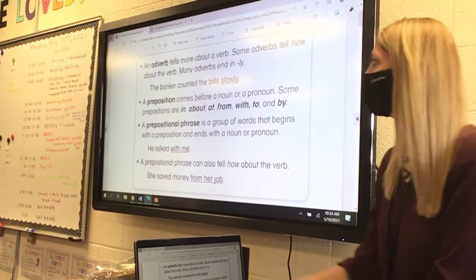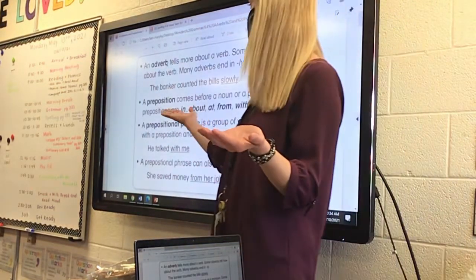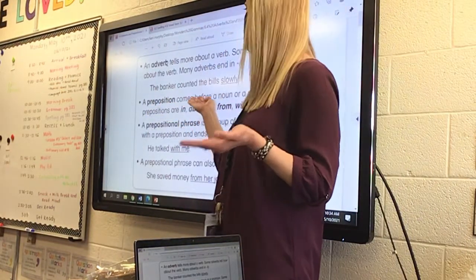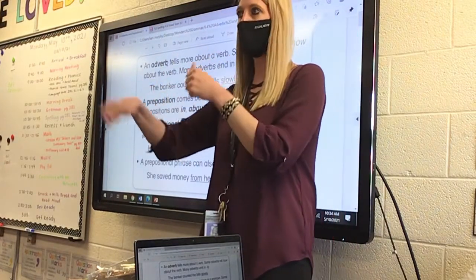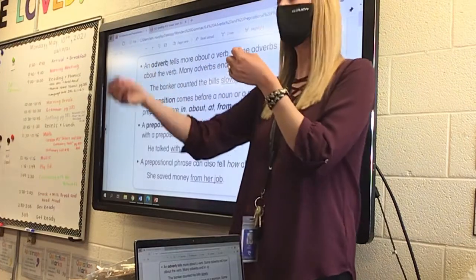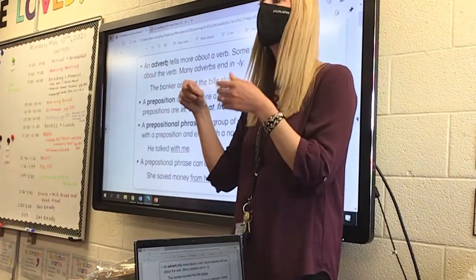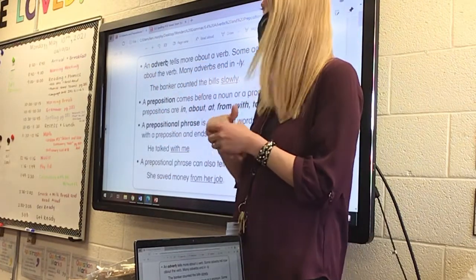So here's an example about money. The banker counts the bills slowly. So how is the banker counting the bills, Kaden? Slowly. And see how they added ly? Okay, so that tells us how he's doing it.